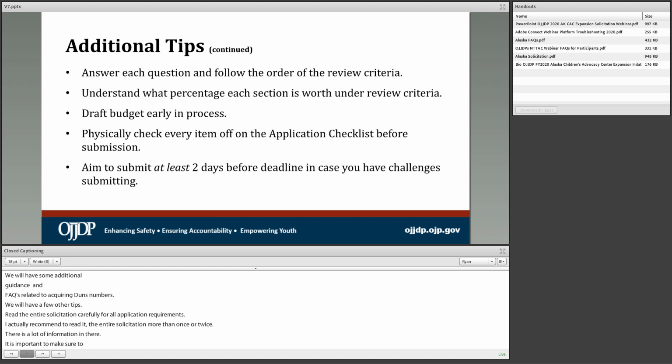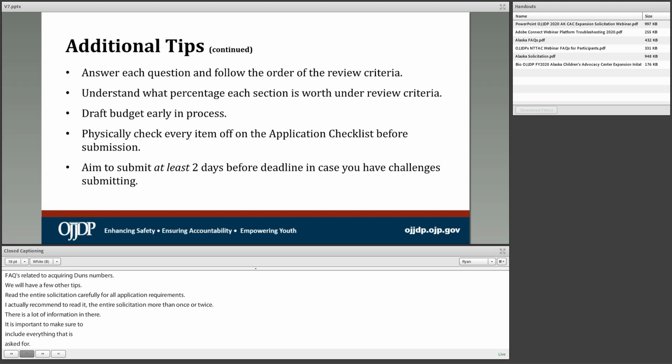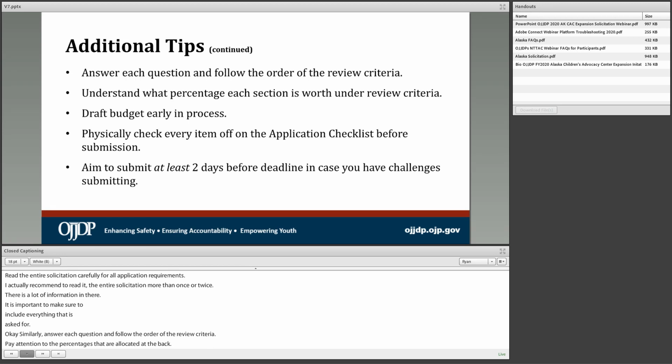Similarly, answer each question and follow the order of the review criteria. Pay attention to the percentages that are allocated at the back. That gives you an idea of the weighting of each of the sections, because there are page limits, so that gives you an idea where you need to focus the amount of detail in your written submission.